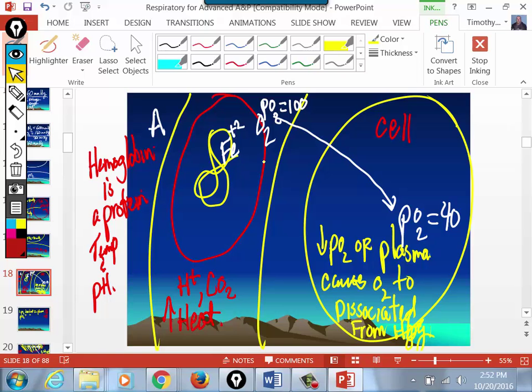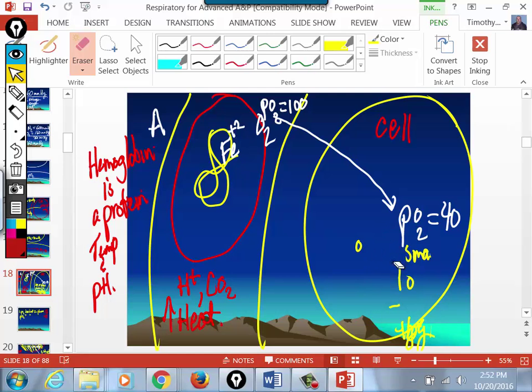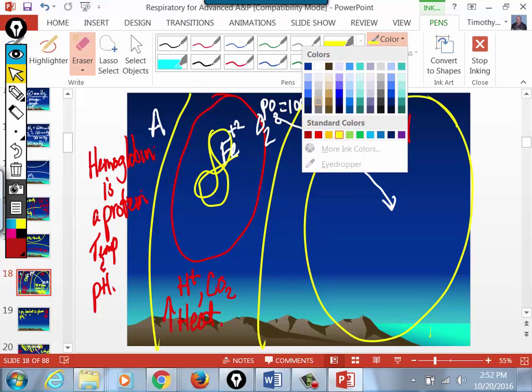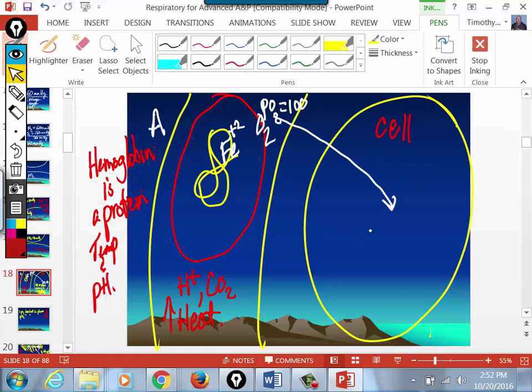Sure. Now, that's PO2. That deals with the Bohr effect. In your book, the Bohr effect talks about the drop in PO2 and how oxygen will dissociate from hemoglobin. Now, the Haldane effect deals with carbon dioxide.